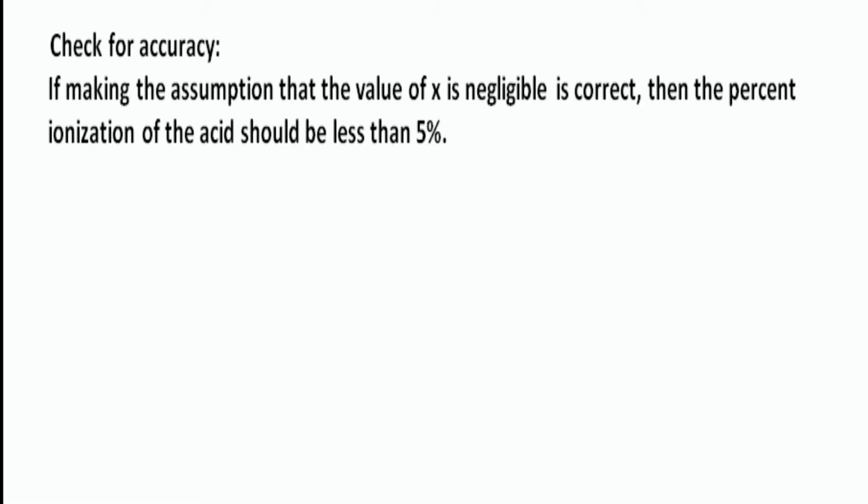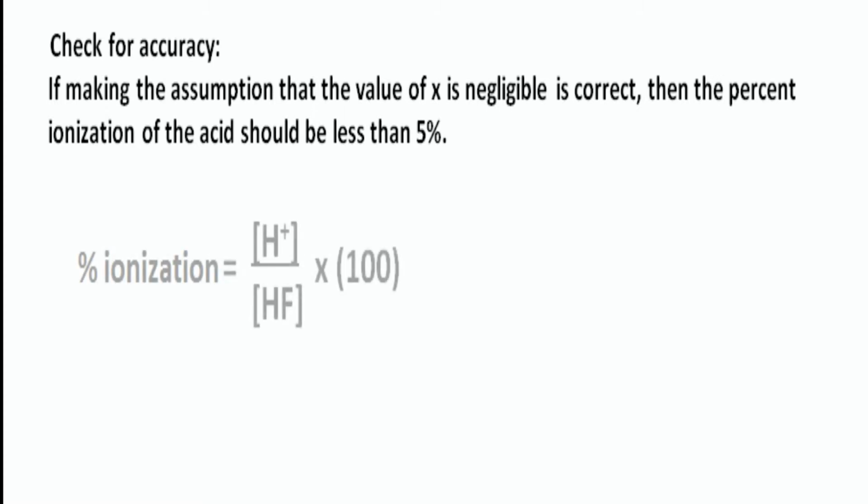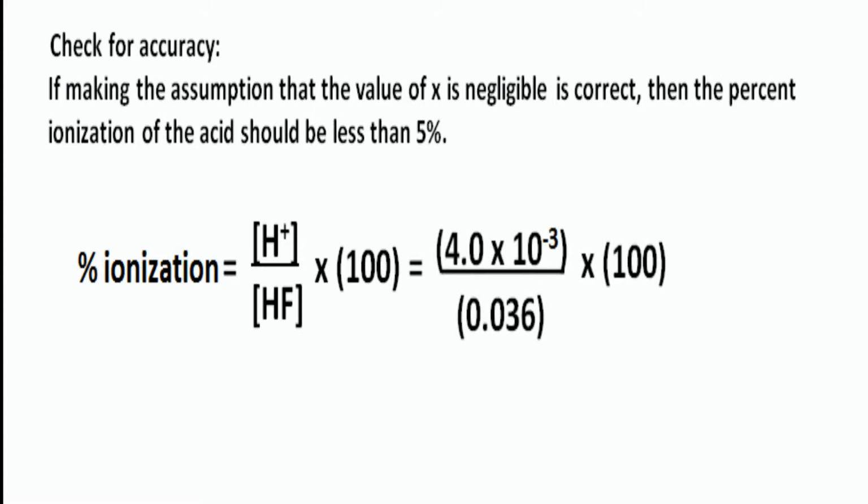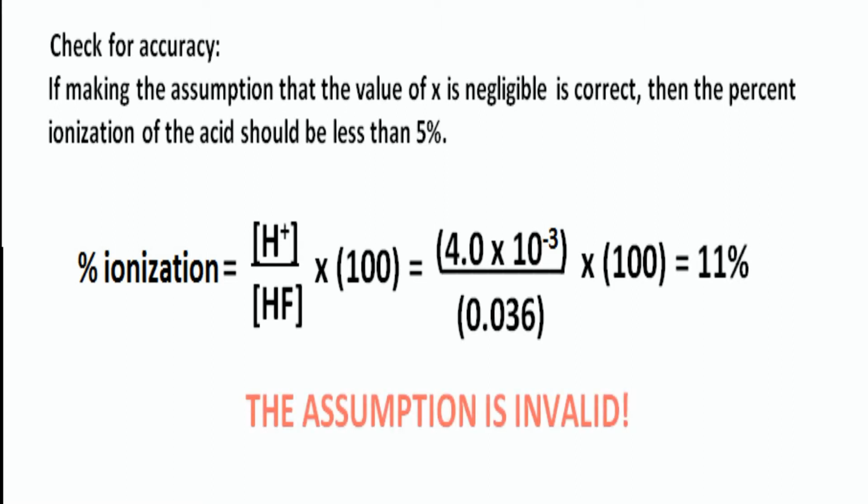If making the assumption that the value of X is negligible is correct, then the percent ionization of the acid should be less than 5%. To calculate percent ionization, simply divide the concentration of hydrogen ion that was calculated by the initial concentration of the hydrofluoric acid times 100. This will equal 4.0 times 10 to the minus 3 divided by 0.036 times 100. Unfortunately, this will equal 11%. Therefore, the initial assumption was invalid.